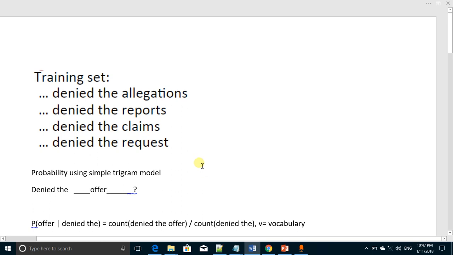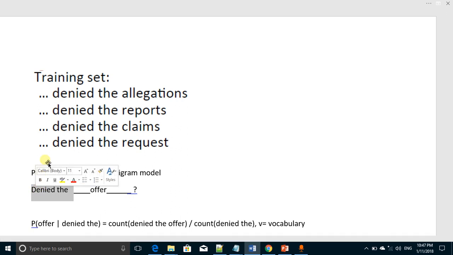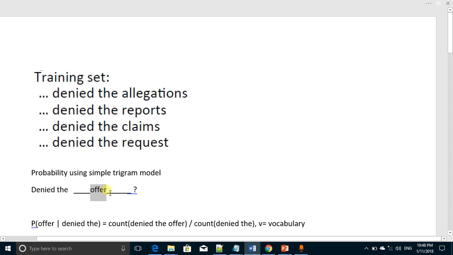Hello, dear listeners. Today we are going to find the probability of the word "offer" after the words "denied thee". So it's actually a trigram model where we are going to predict the third word depending upon the previous two words. So here is a training set, you can say a very small corpus that we will use to train our system, our trigram model, and after training we will find the probability of this word "offer" after these two words "denied thee".